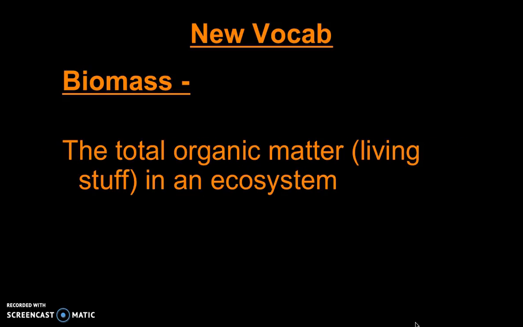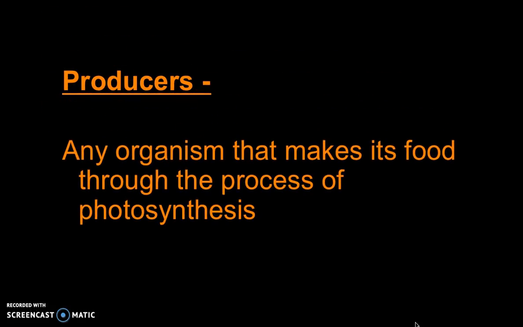Biomass. Biomass is the total organic matter, or living stuff, in an ecosystem. So if you looked outside this classroom window, anything living out there would be considered biomass. Some ecosystems have a lot of biomass, some ecosystems don't have as much, but biomass is any of the living things in an ecosystem. Producers, you should know this, are organisms that make their food through the process of photosynthesis, and these are all plants.